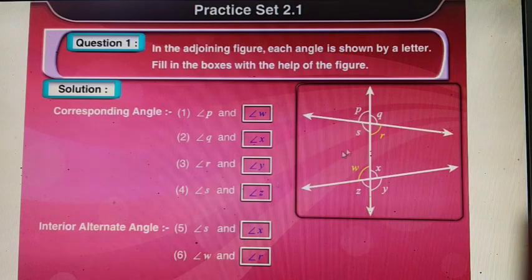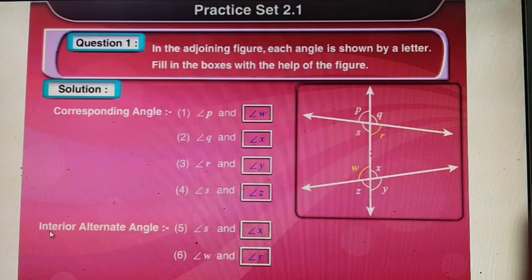Fourth is angle S. Angle S, if I skip this W, then angle S will be congruent to angle Z, corresponding angles. Angle S and angle Z will be corresponding angles.